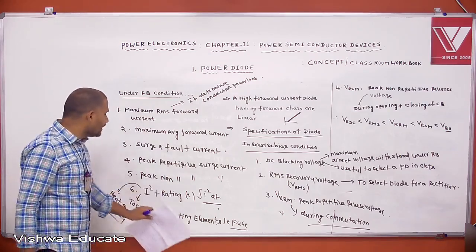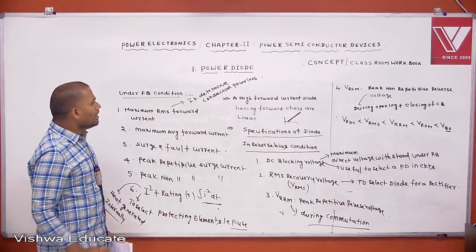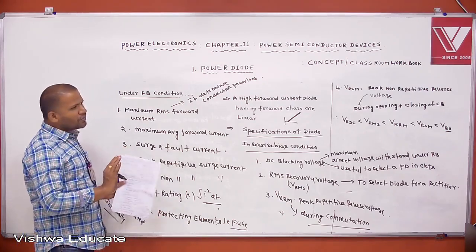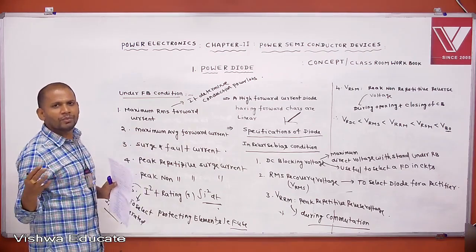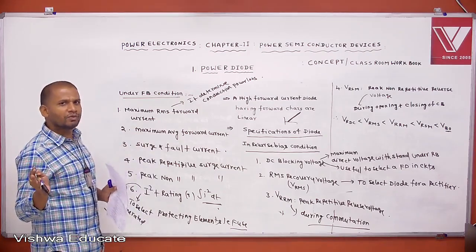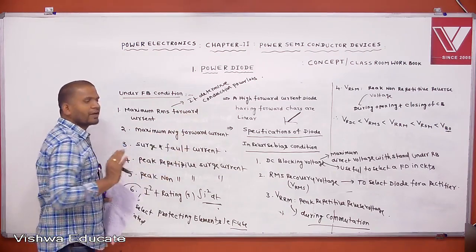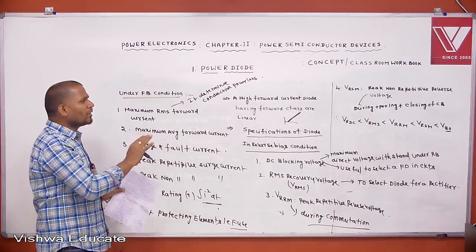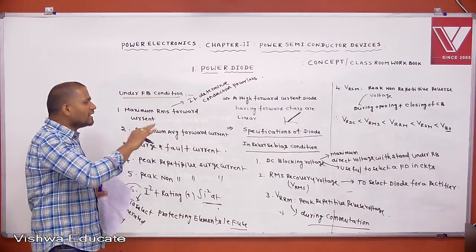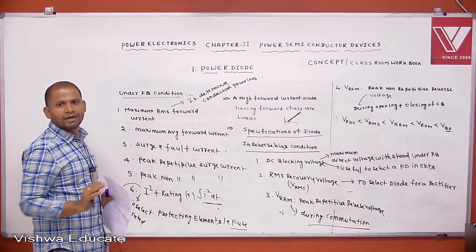This I square T rating is mainly useful for that. Okay. In detail about these ratings, you will also study in thyristors, where it will be repeated in detail. Here I am just giving some introduction only, just listing out the importance: where you can select, and what is the significance of each voltage rating and current rating.